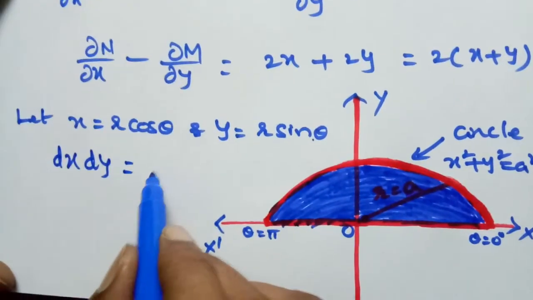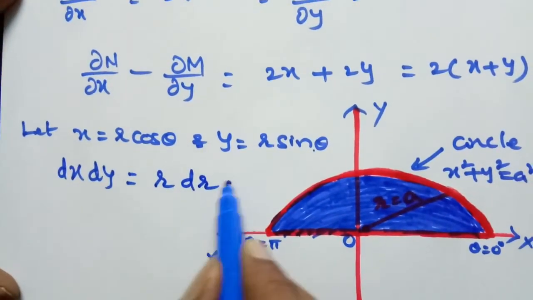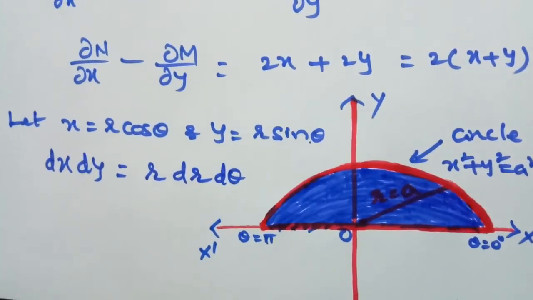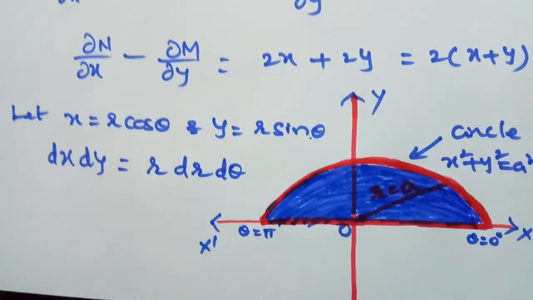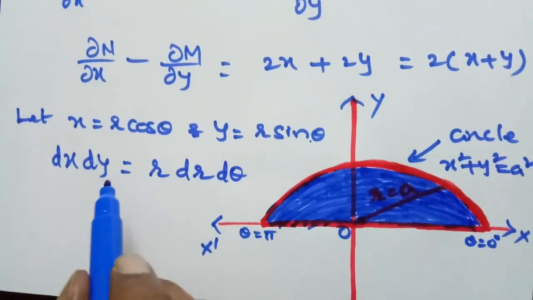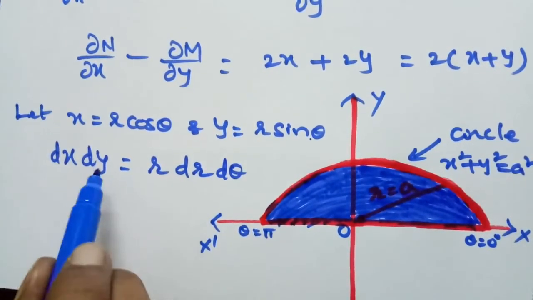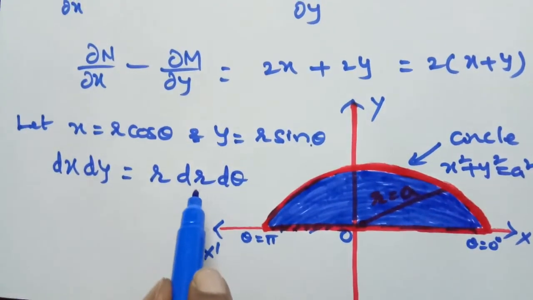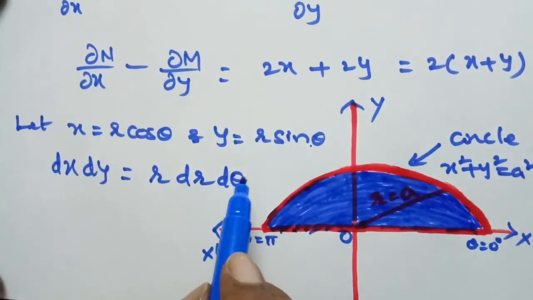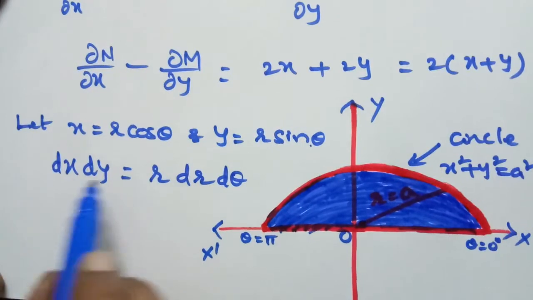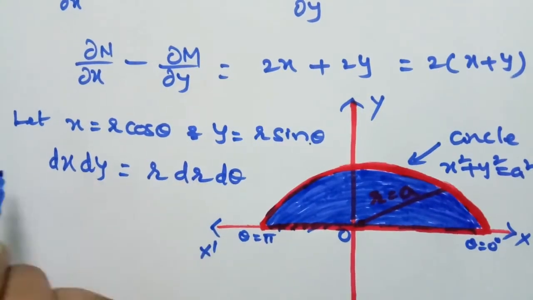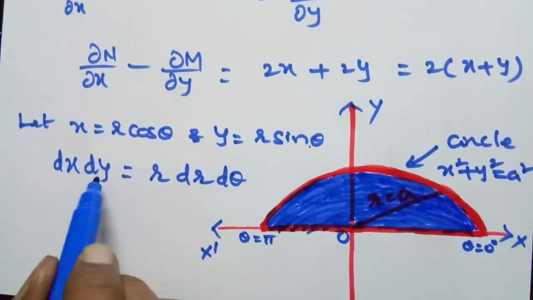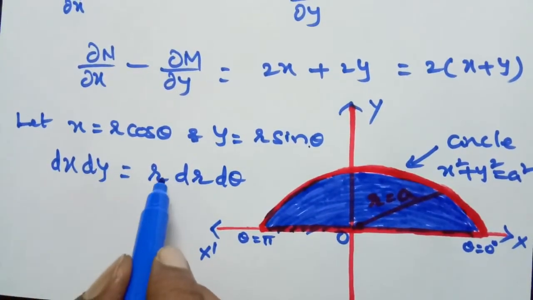By Jacobian, dx dy is equal to r dr d theta. Now, dou x comma y by dou r comma theta equal to r. By cross multiplication, dx dy is equal to r into dr d theta. This is from Jacobian.